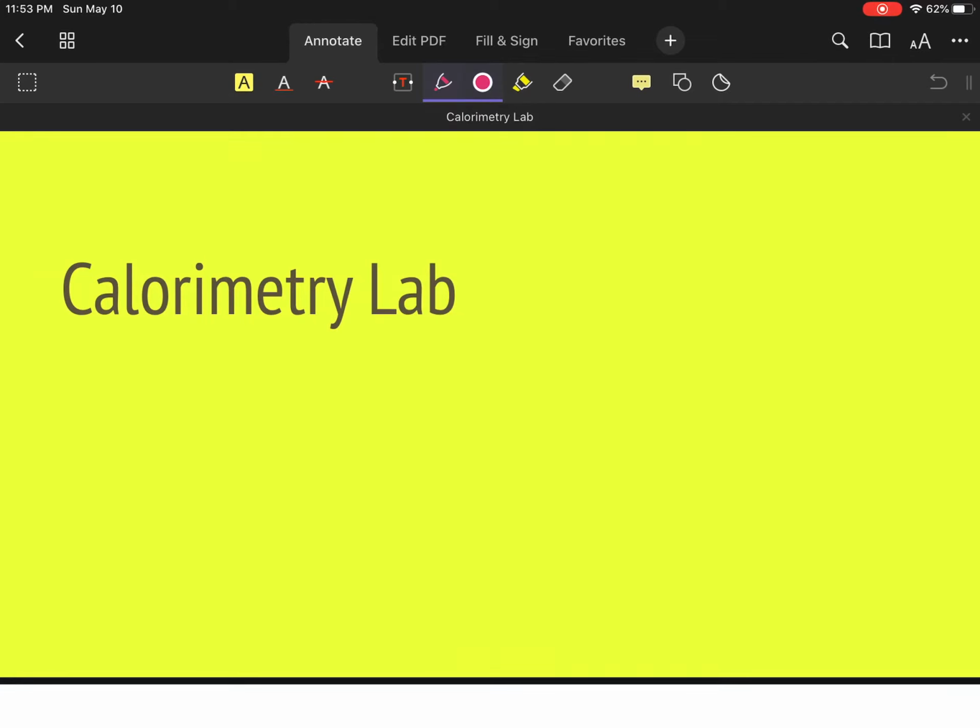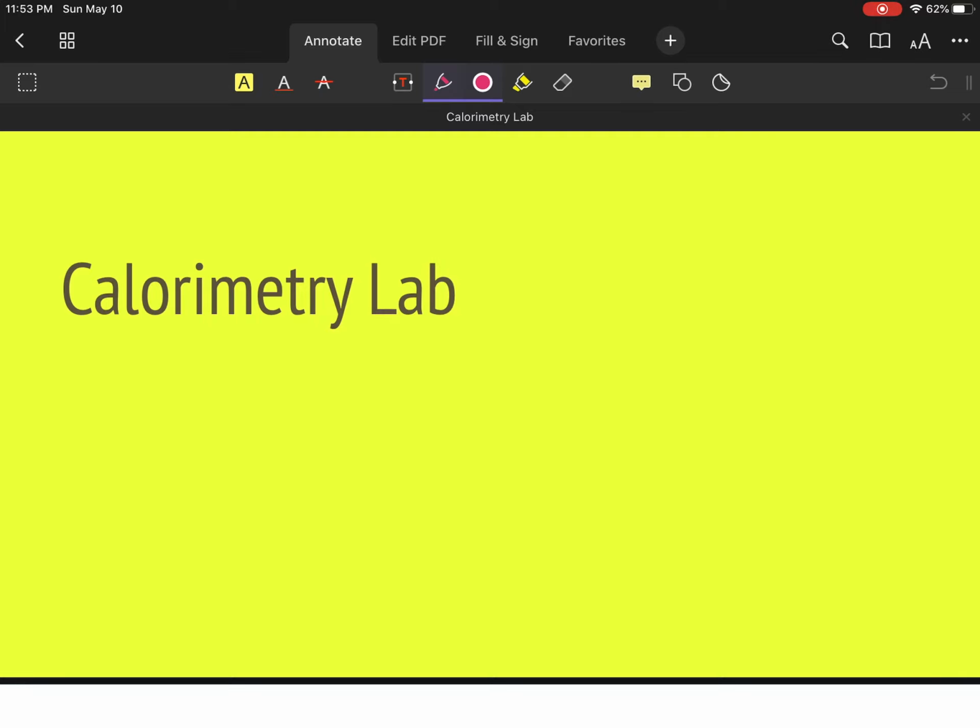Okay, so we're going to take just a couple of notes before you start your little virtual lab. That way you kind of understand what you're doing. So we started last week the lesson on thermochemistry, which is basically just talking about heat transfer, right? And how energy transfers between different objects.